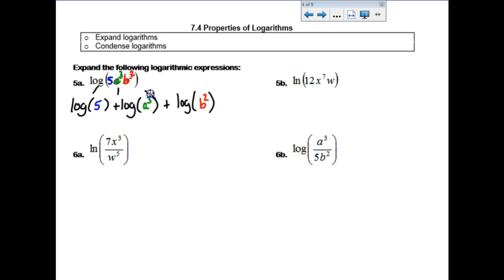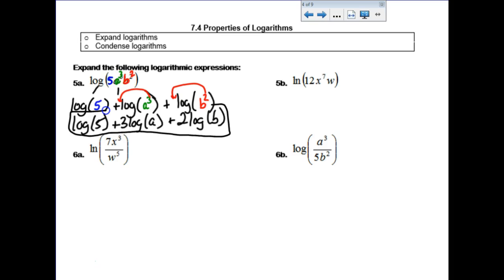Was anyone thinking, as we were writing this, oh my gosh, I'm just going to write the 3 and the 2 down as I'm writing it? That's fine. That just means you're more advanced than me. Good for you. All right, so bring these exponents down using the power properties in front of their logarithms. So final answer, log 5, but you're going to have 3 log A's, and you have 2 log B's. There we go. Oh, that's ugly. Okay. You will have more space on your test. Promise.